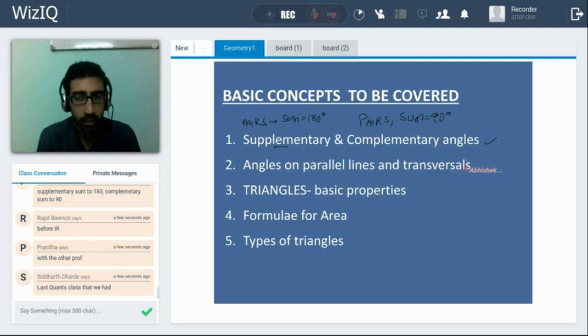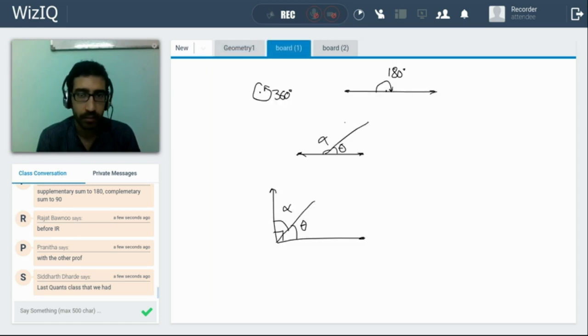We will cover angles on parallel lines in a short while. This is just the basic concept that we will cover today: supplementary, complementary angles, angles on parallel lines and transversals in detail. And so one angle cannot be a supplementary angle, meaning a single angle. No, one angle can't be supplementary. It means two lines joining and making. So maybe I should draw here straight away.